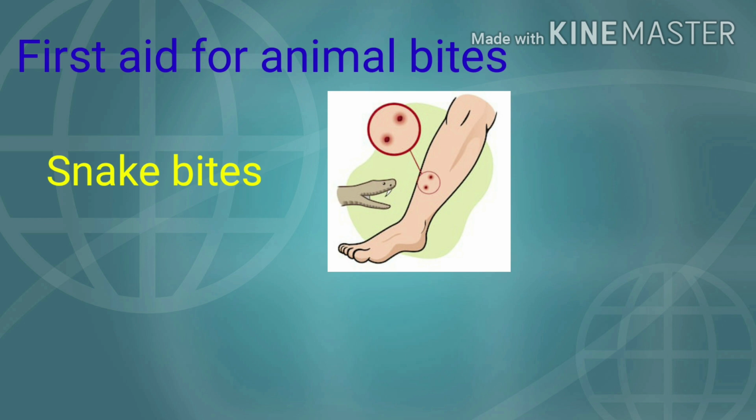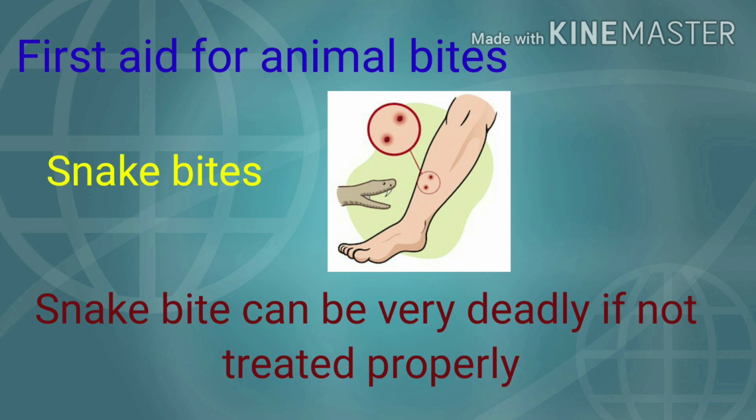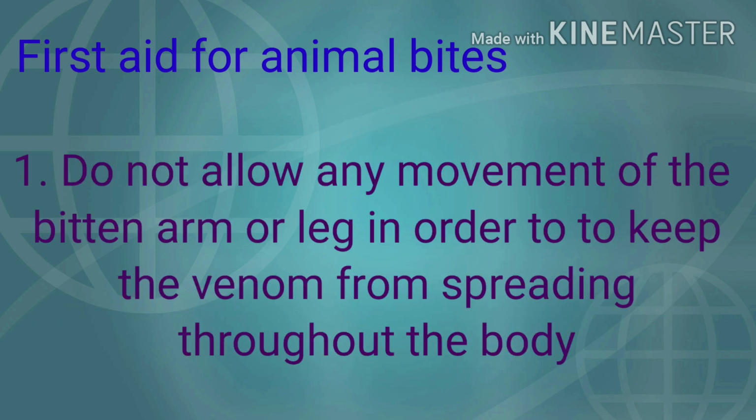Now we will see what should we do in case of snake bite. Snake bites can be very deadly if not treated properly. It is very important to calm the person down and we should follow these steps. First one, do not allow any movement of the bitten arm or leg in order to keep the venom from spreading through body. Bitten arm or leg should not move so that venom will not spread all over the body.